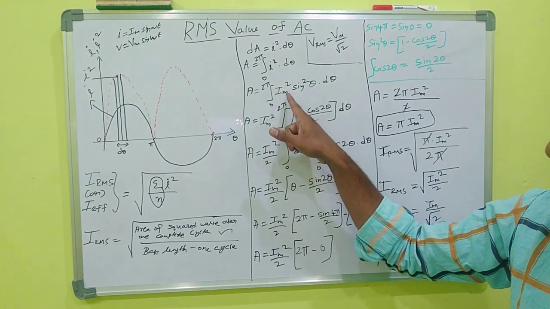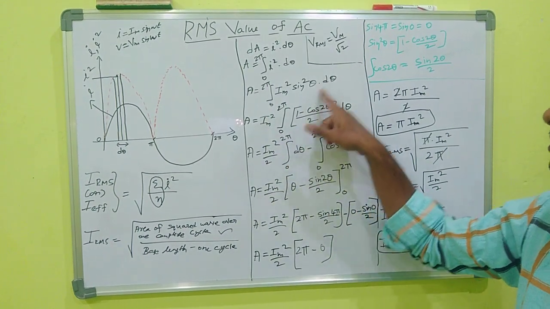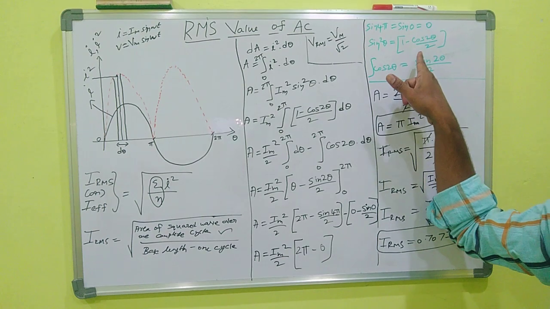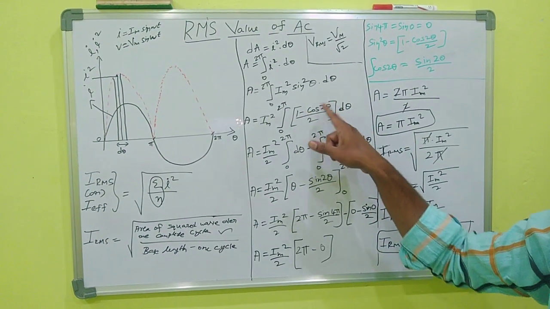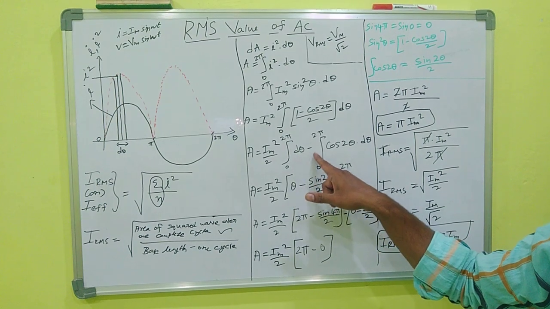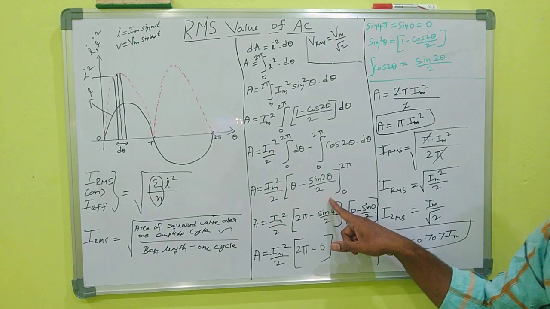Substitute the value of I square. Im square is common, which is taken out. So 1 minus cos 2 theta by 2, which I wrote here. Then the next step, d theta is multiplied inside. So the integral of d theta minus the integral of cos 2 theta d theta. The integral of cos 2 theta gives sin 2 theta by 2.